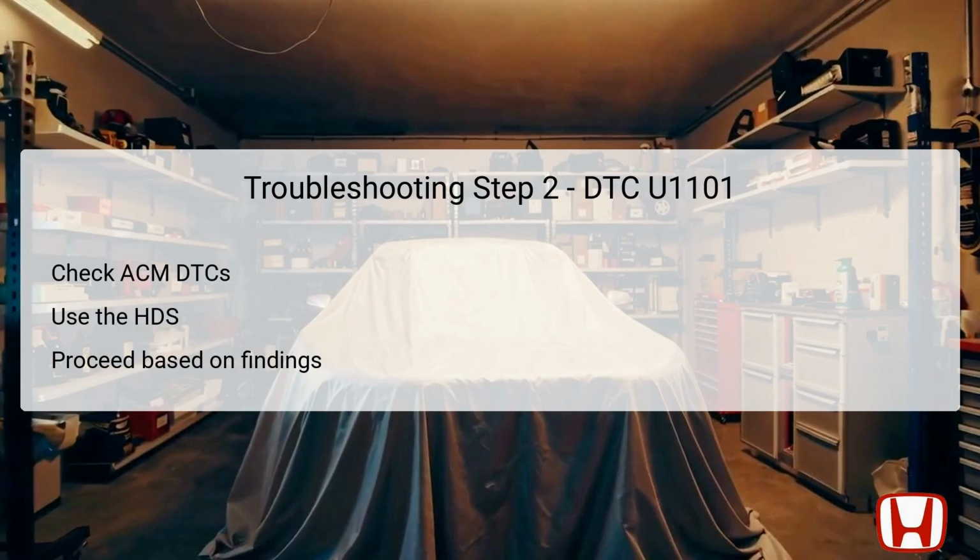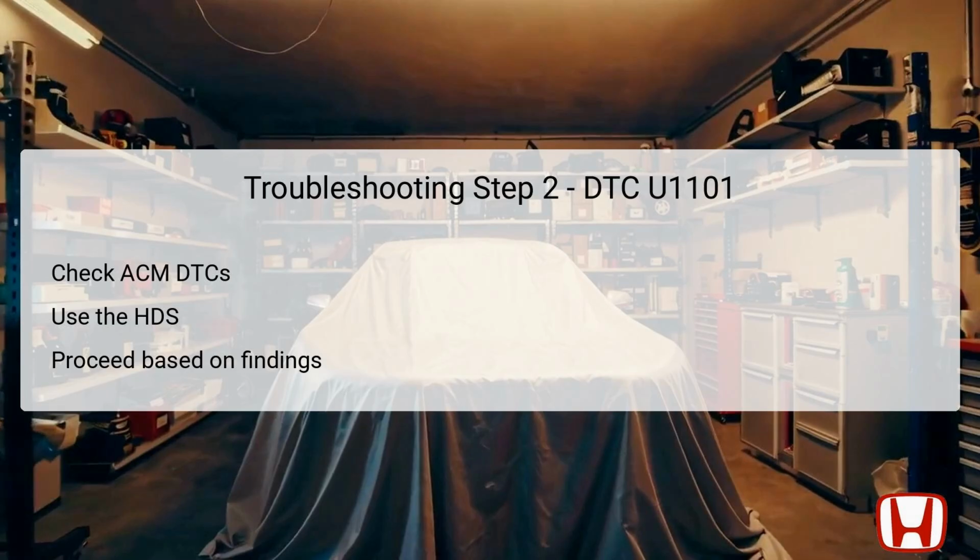In this step, the technician should check for any DTCs related to the Audio Control Module, ACM, using the Honda Diagnostic System, HDS. This process helps identify if the ACM might be contributing to the FCAN malfunction indicated by DTC U1101. If any related DTCs, such as P15AB, appear, the technician should proceed to troubleshoot those specific codes, as they may provide insight into the underlying issue.